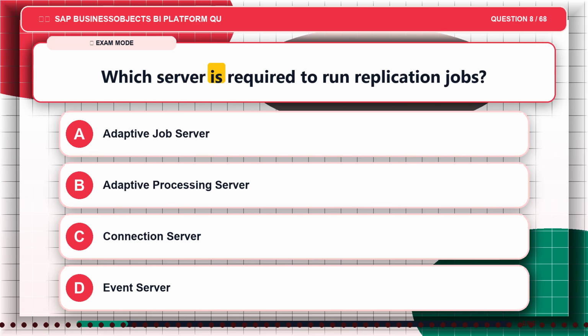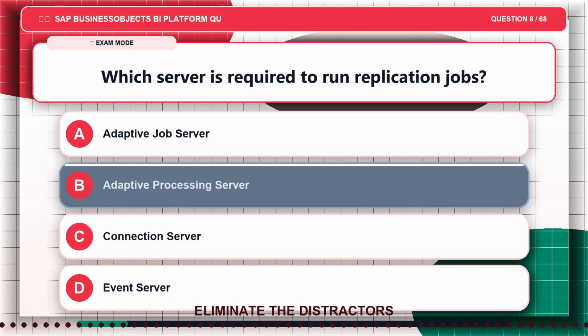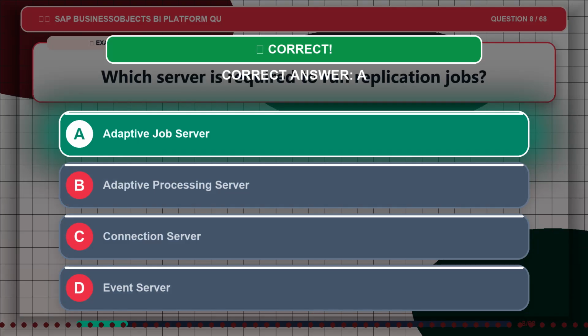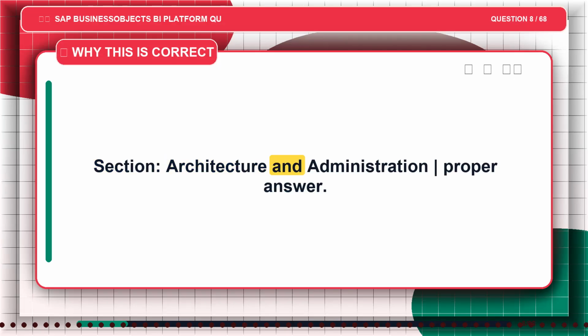Question 8. Which server is required to run replication jobs? Option A. Adaptive job server. Option B. Adaptive processing server. Option C. Connection server. Option D. Event server. The correct answer is option A. Adaptive job server. Section, Architecture and Administration.